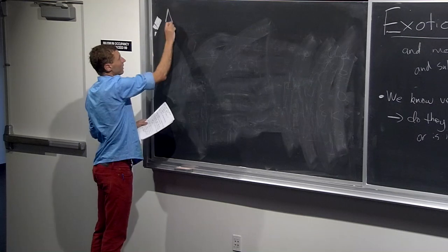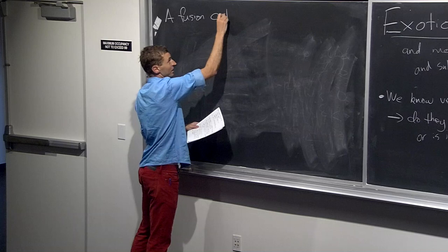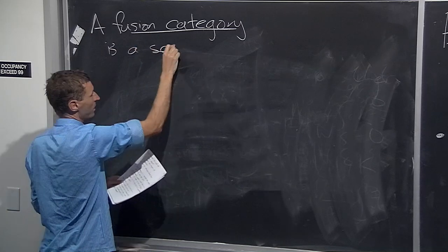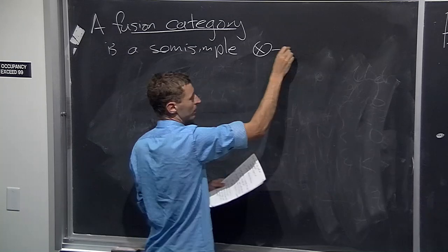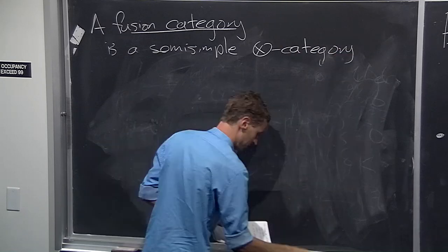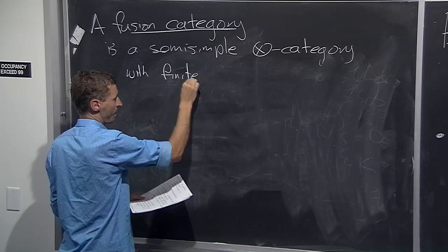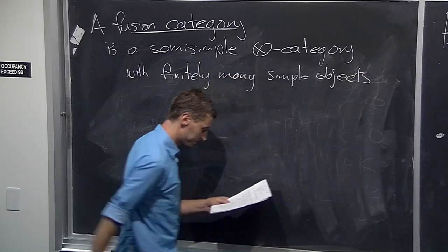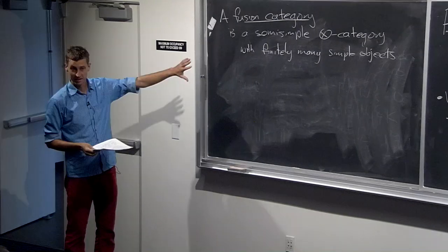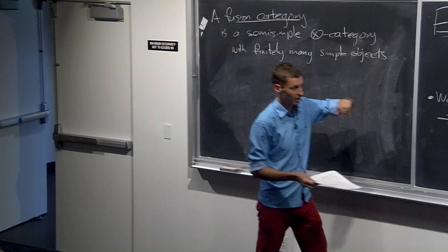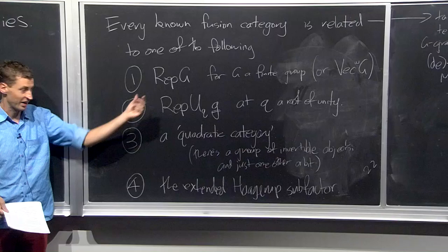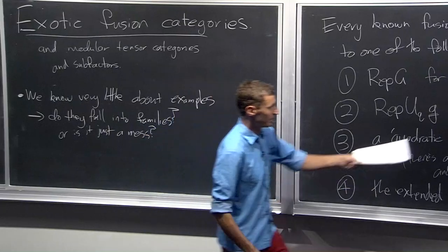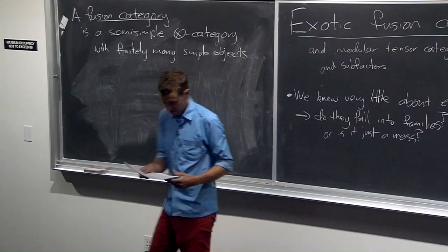Okay, so let's start with a relatively easy one, a fusion category. It is a semi-simple tensor category with finitely many simple objects. Now, something to insist on is that it's not necessarily symmetric. It's not necessarily even braided, even though the first couple of examples are. Rep G is a symmetric tensor category. These rep QGs are all braided tensor categories. But we very quickly run into things that are neither symmetric nor braided. In fact, Vec G, as soon as G is non-abelian, is not symmetric or braided.